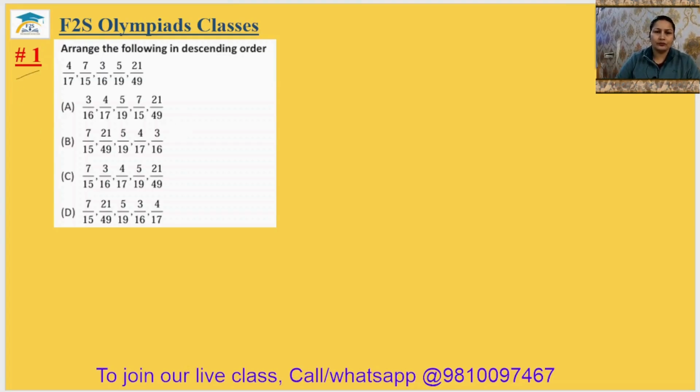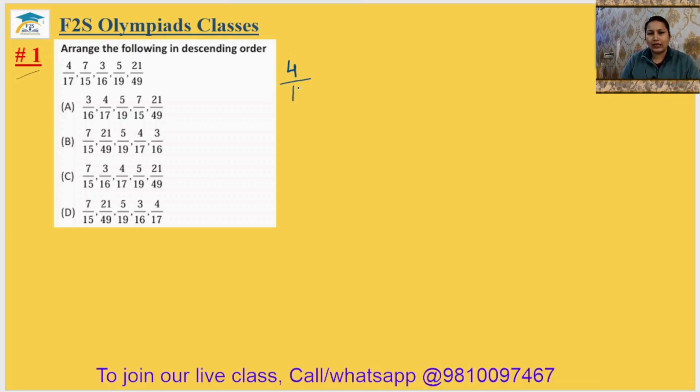Arrange the following in descending order. If we have to arrange the unlike fractions in descending order, our first process should be to take the LCM and make the fractions with the common denominator as the LCM. But here you can see we have to take out the LCM of 15, 16, 17, 19 and 49, where most of them are co-prime numbers. So it's better to convert these fractions into decimal format and then compare. It will take you less time.